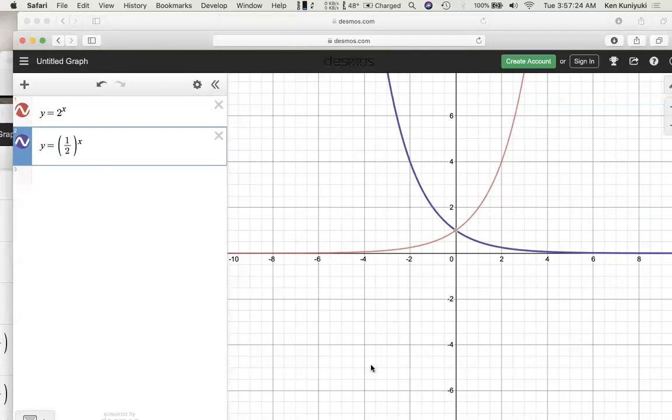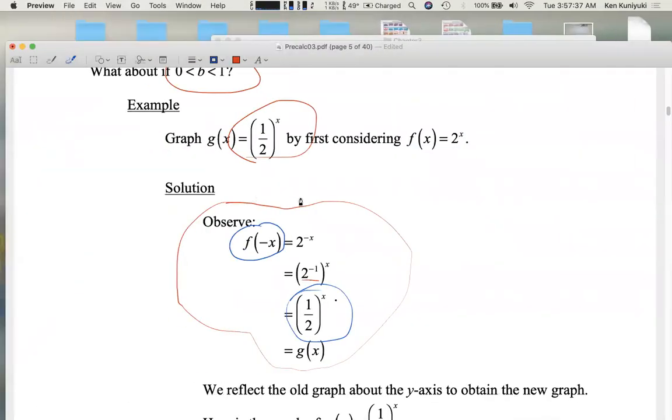Okay. So here, this is the graph of y equals 1/2 to the x in purple. How do we get from the red graph to the purple graph? We reflect it about the y-axis. Remember, we're basically going from 2 to the x to 1/2 to the x. What happens when we go from 2 to the x to 1/2 to the x? We're basically replacing the x with its opposite.